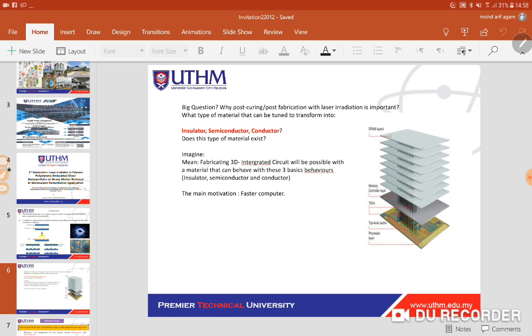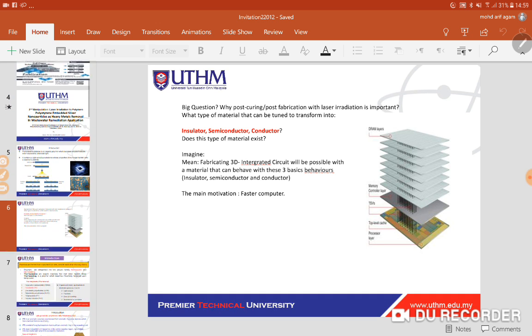So this is the big question for us. What is happening during the fabrication or post-curing or post-fabrication? And are these materials able to let us tune the polymer into three basic conditions of material, that is insulator, semiconductor, or conductor? So this is the main question for us. Can we have a polymer that can be tuned into these three conditions?